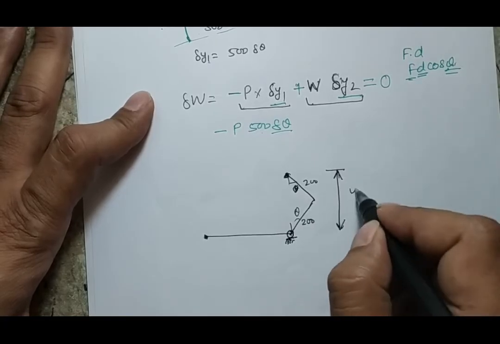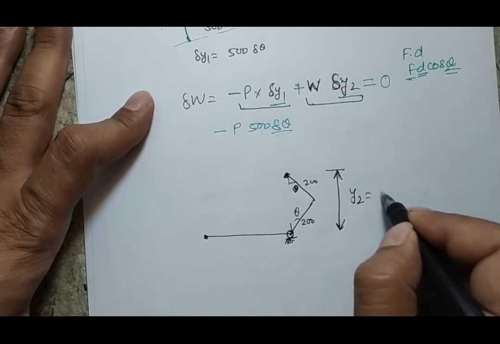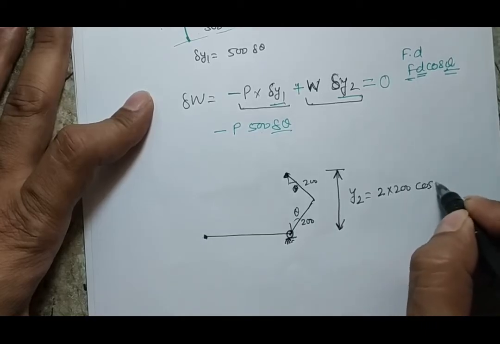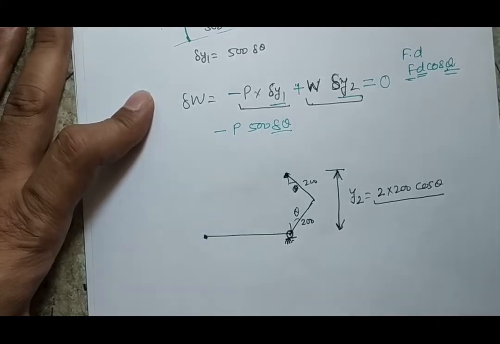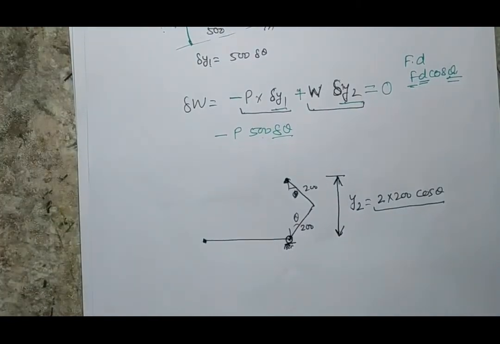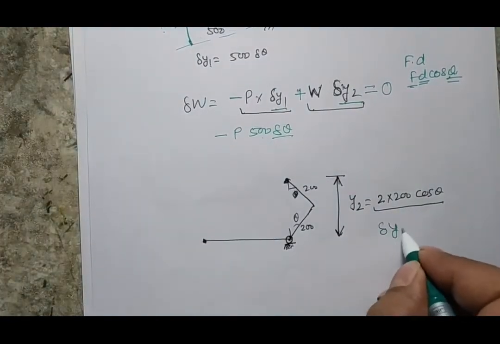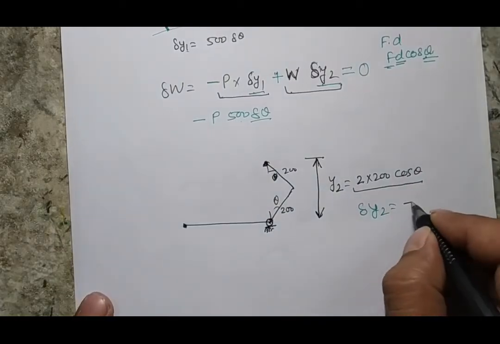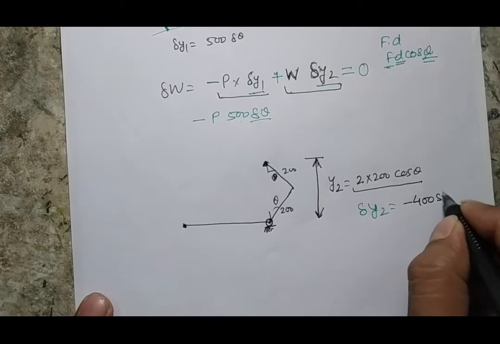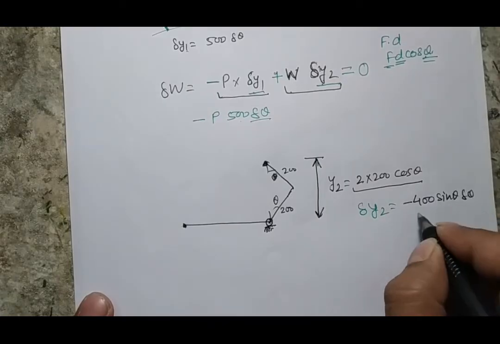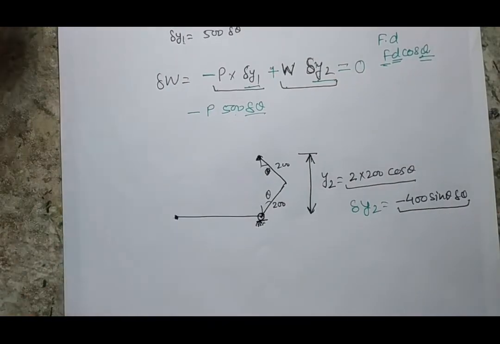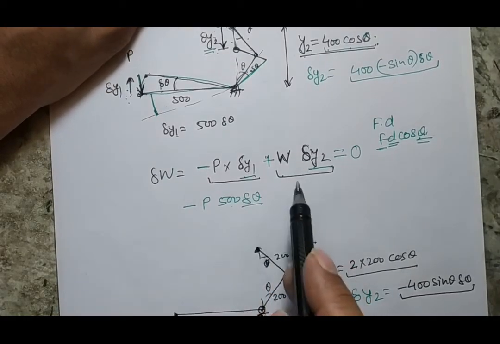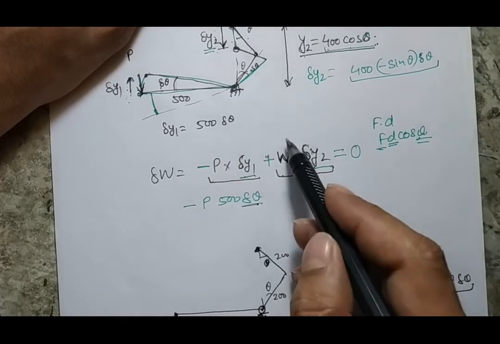So this distance, whose coordinate is y2, is 2 into 200 cos theta. So this is my coordinate of y2, and as I said, I need the variation of y2. Variation of y2 means I have to differentiate this term, and after the differentiation I get minus 400 sine theta del theta. Now I am going to put this value here, so my equation will be completely in terms of del theta.